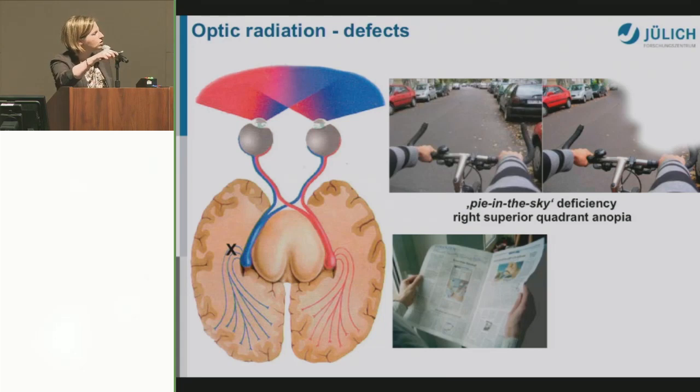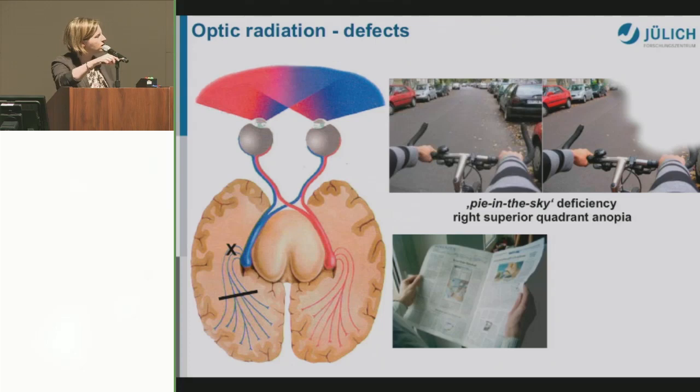And this is due to the retinotopy of the fibers. We heard about retinotopy in the cortex, but of course the cortex can only be retinotopically organized if the fibers are retinotopically organized as well. So here the Meyer's loop contains the information which comes from the outer quadrant of the visual field.